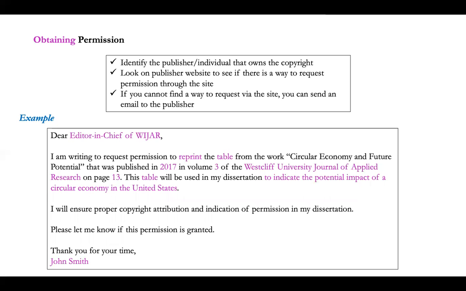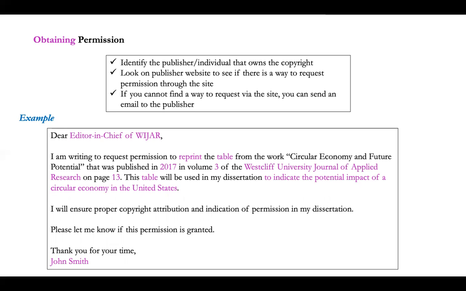So filled out, it could look something like so. "Dear Editor-in-Chief of YJAR, I am writing to request permission to reprint the table from the work Circular Economy and the Future Potential that was published in 2017 in Volume 3 of the Westcliff University Journal of Applied Research on page 13."